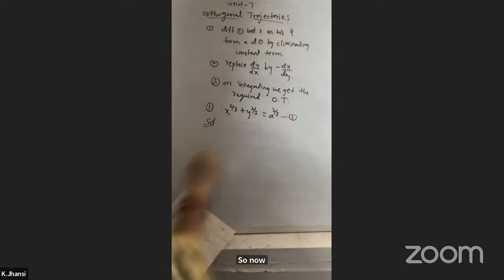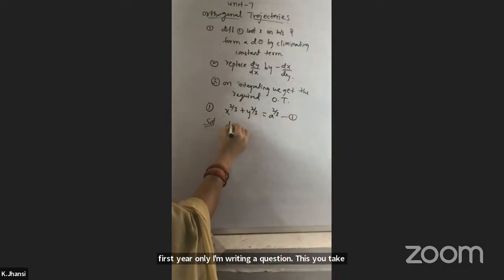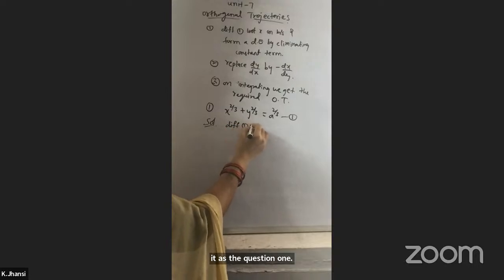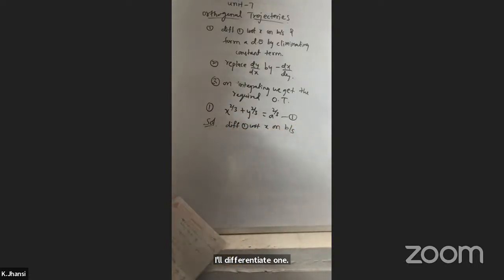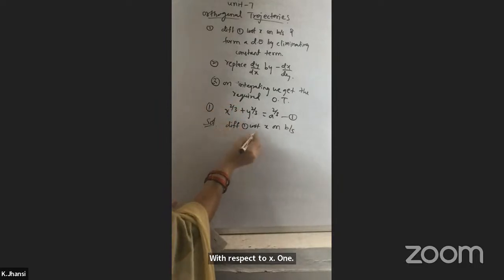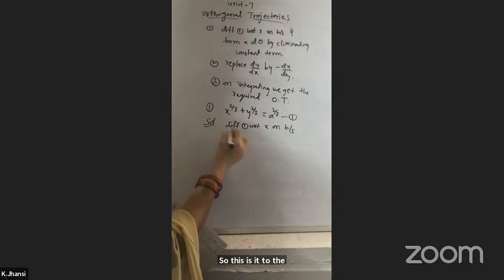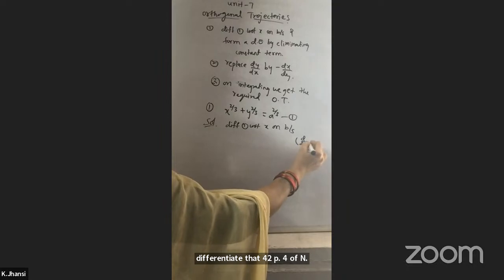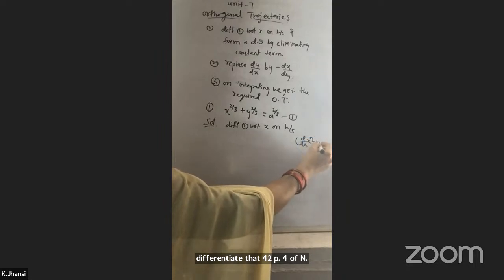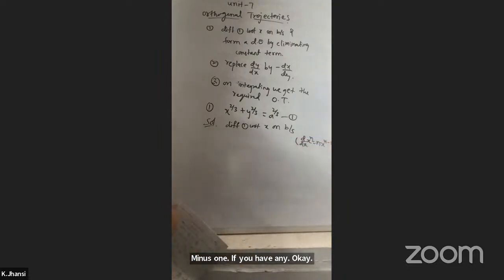This you take as equation 1. Now differentiate 1 with respect to x on both sides. Okay. So this is in the x to the power of n form. If you differentiate that, what will come? n into x to the power of n minus 1. If you have any doubt about this formula, see, derivative of x to the power of n is n into x to the power of n minus 1. So here our n is 2 by 3.